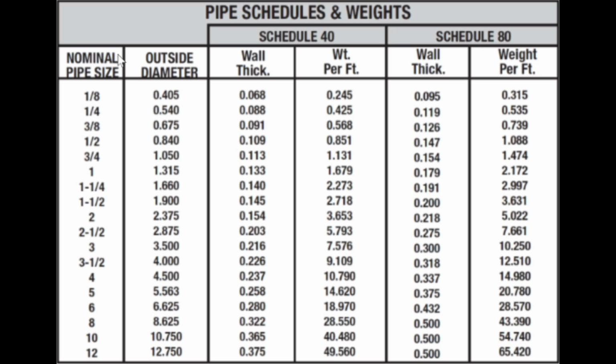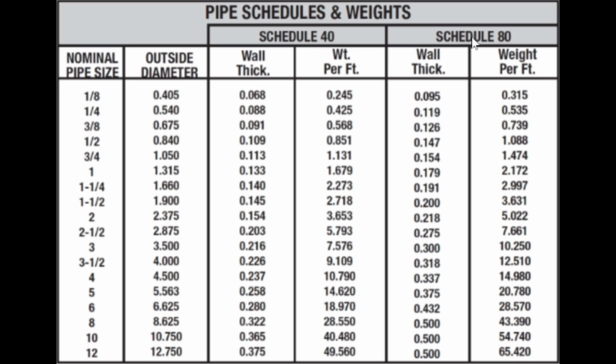Okay. So let's take the first example. Here we have the first pipe size and the outside diameter. You will see for schedule 40, the wall thickness, meaning the thickness of the pipe, is 0.068. And next we have schedule 80. The wall thickness of the pipe is 0.095. So what did we get from this example? We got that as the schedule value increases, the wall thickness also increases.